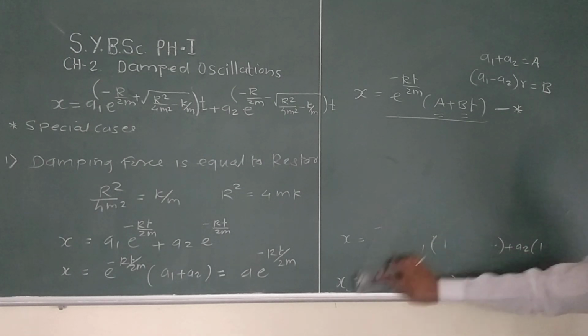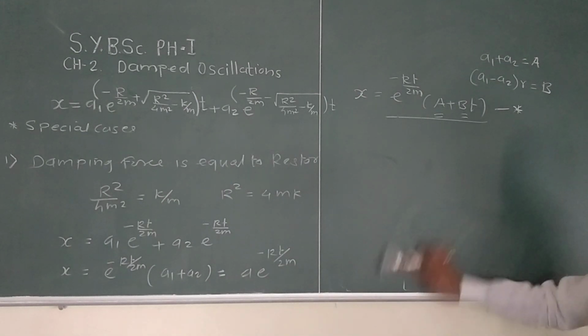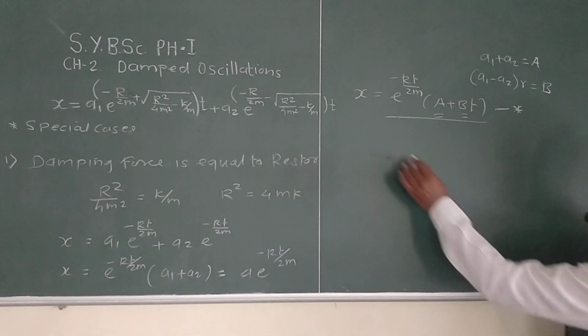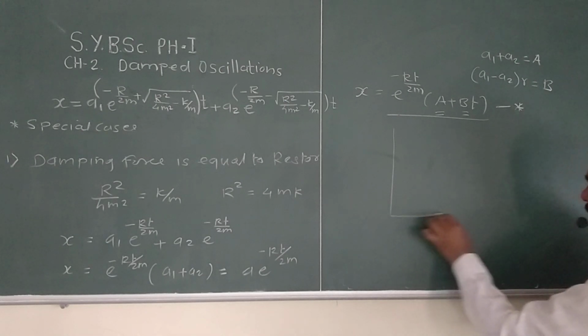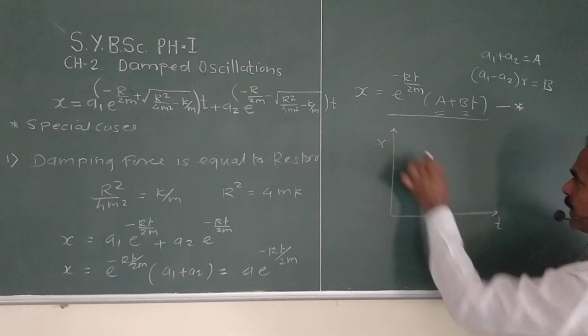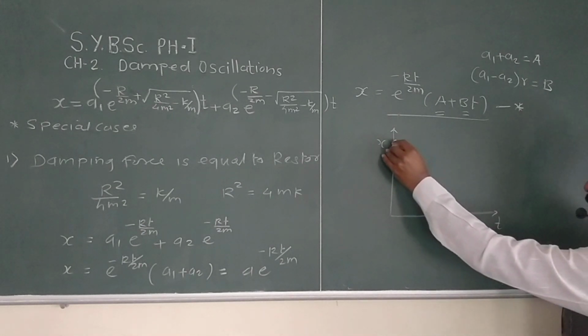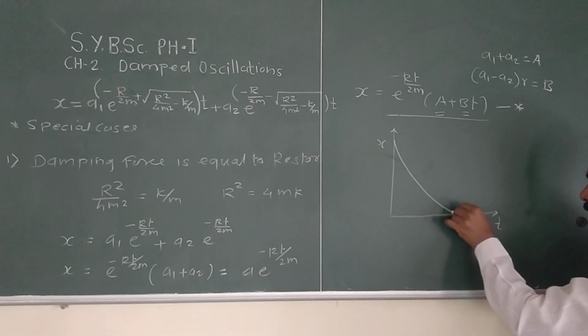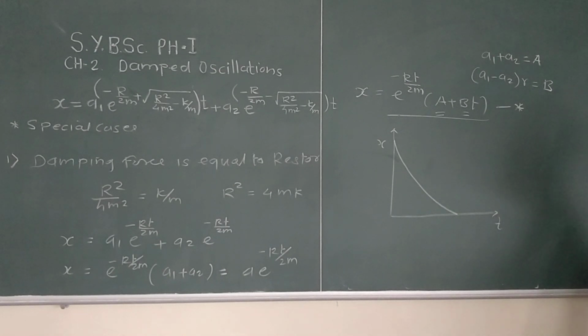Now when we plot the graph of displacement versus time like this, time and here is displacement, then the oscillator comes to the rest position without undergoing oscillatory motion. So such type of motion is called the critically damped motion.